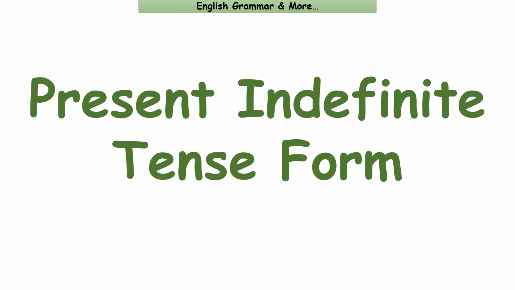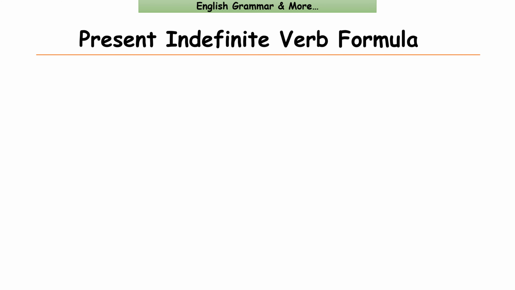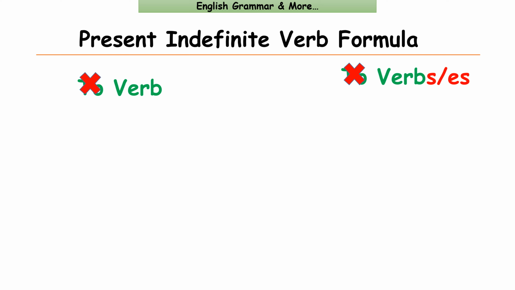Hello, in this video we'll talk about present indefinite tense form. First of all, let's see what is the main verb formula used for present indefinite tense form. The verb formula used for this tense form is using the verb either in its root form or adding s or es to the root of the verb.